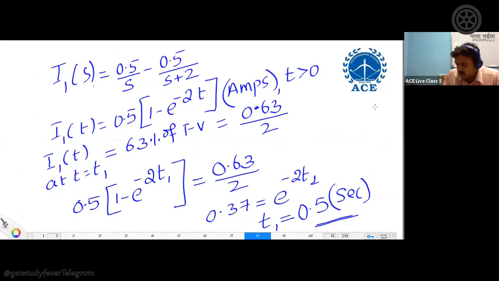Right? Shall I go for the next one? Final value is 1 by 2. That's the reason I have divided with 2. Some guys are asking why you divided with 2. Clear? Here I have divided with 2 because final value is 0.5 amps, 1 by 2. So you will get this answer as 0.5 seconds. Okay? Right. Let me go for one more question.